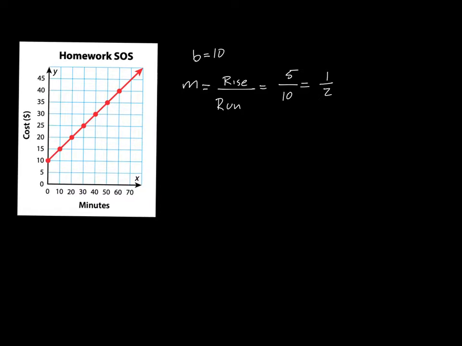Now that we have the slope and the y-intercept, the only thing that we're going to do is put it in an equation. So it's going to be y equals mx plus b. We are going to substitute, and we have y equals 1/2 x plus 10.